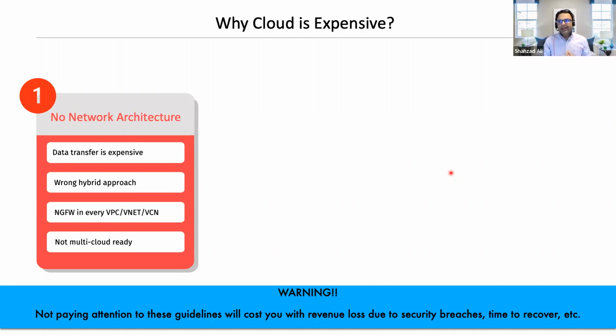Oftentimes when I talk to my customers or enterprises, they tell me that, hey, this is very expensive because the data transfer is very expensive. So are there any ways where we can actually optimize the data transfer? Then I also noticed that especially when a customer is moving from on-premise into the cloud, or if they're connecting their branches into the cloud, they actually follow the wrong hybrid connectivity approaches. What do I mean by that?